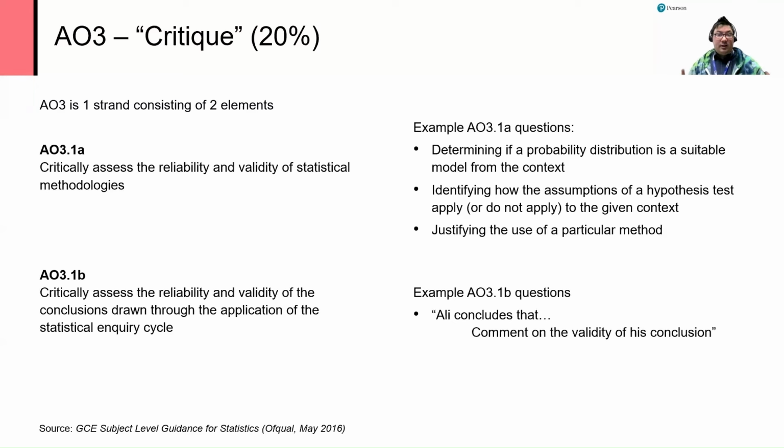3.1b would be something along the lines of, Ali concludes this. Comment on the validity of his conclusion. So there, you are not critiquing the method, but you're critiquing a conclusion that is made as a result. So that comes under 3.1b. So that is how the exam is all structured in terms of the assessment objectives.